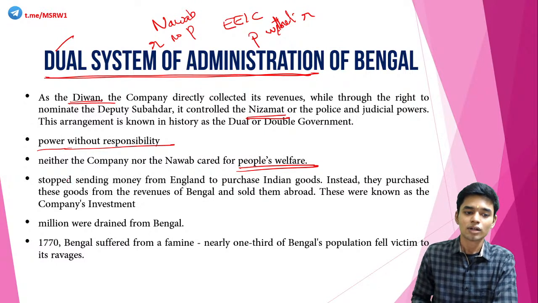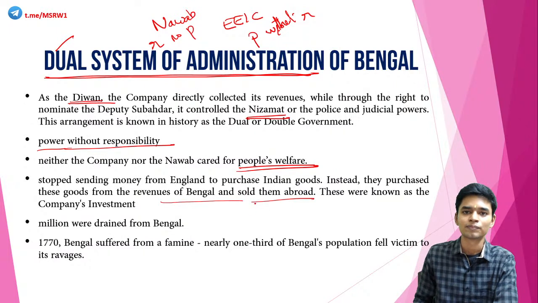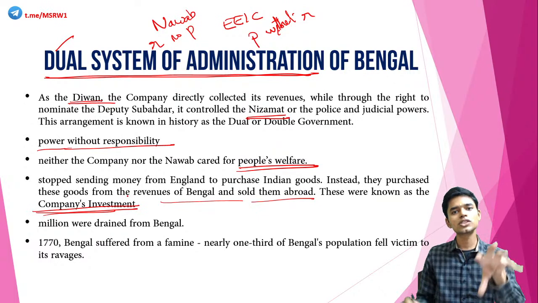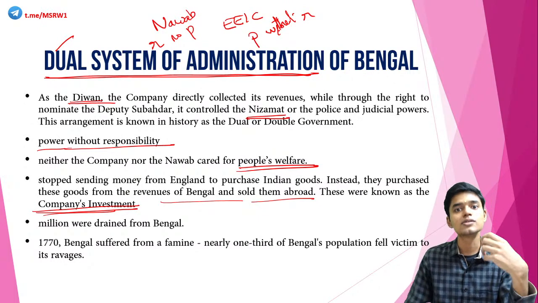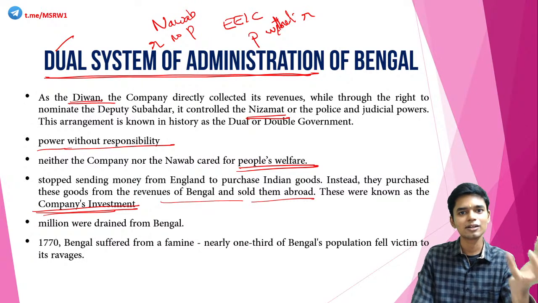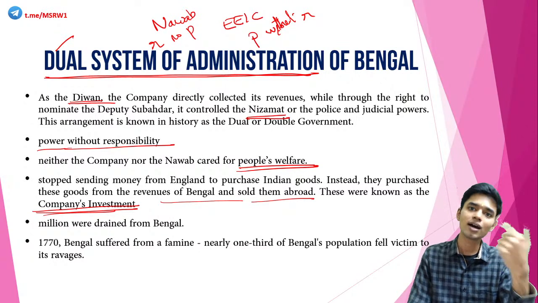Clear? So the company also stopped sending money from England to purchase Indian goods. Instead, they purchased these goods from the revenues of Bengal and sold them abroad. This was known as the company's investment. They used their profits within Bengal to pay for the goods in Bengal. Instead of bringing money from England, they started to purchase whatever they wanted using the revenue they gained from Bengal itself.